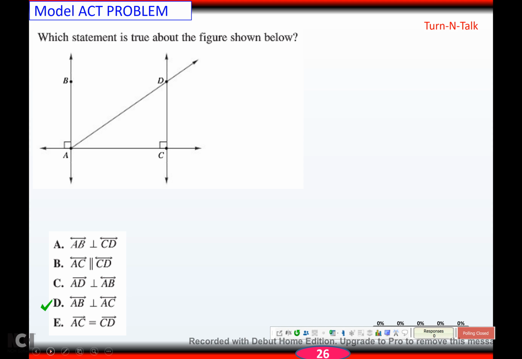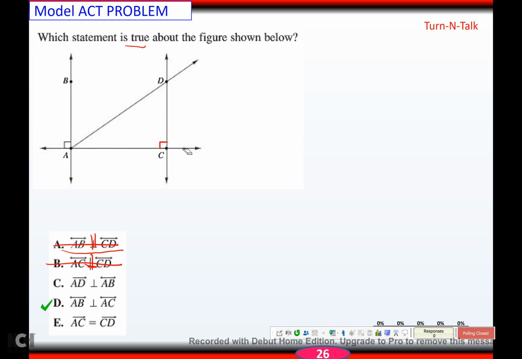And you should have gotten that line AB is perpendicular to line AC. It says, which statement is true about the figure shown below? This says that AB is perpendicular to CD. Well, here's AB, and here is CD. They are not perpendicular, they're actually parallel, so that's not true. Then it says that AC is parallel to CD. Well, here's AC, and here's CD. That's not true, they're perpendicular, so that should be that symbol to be true.